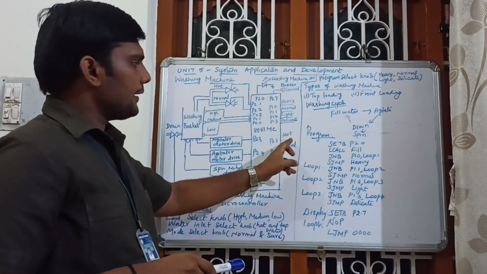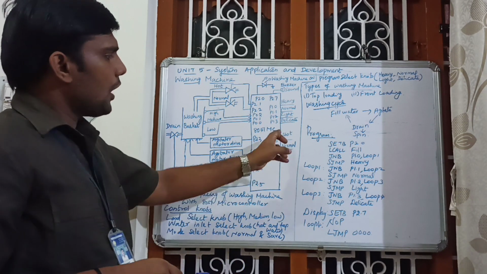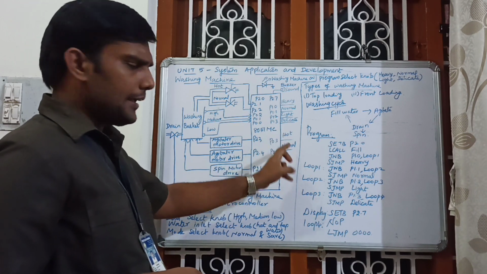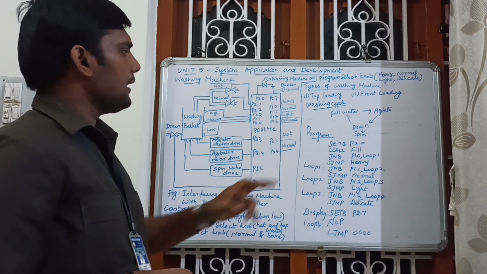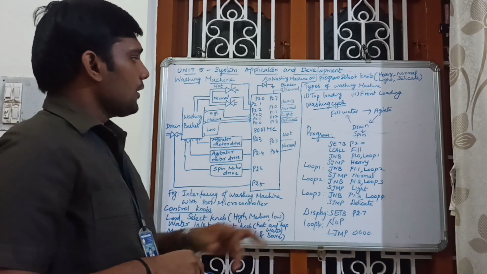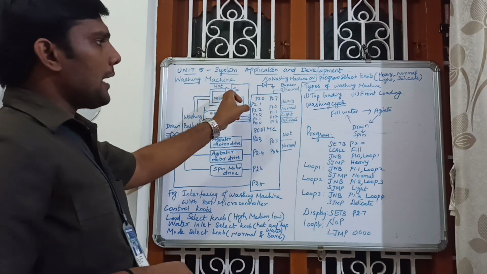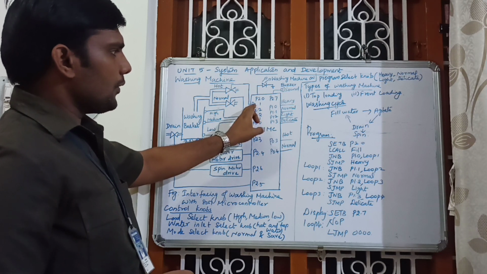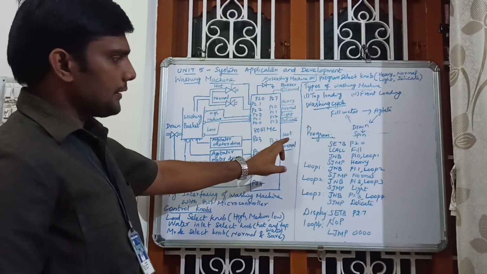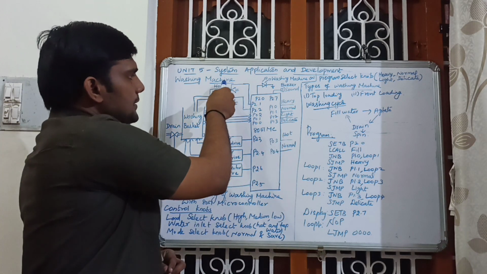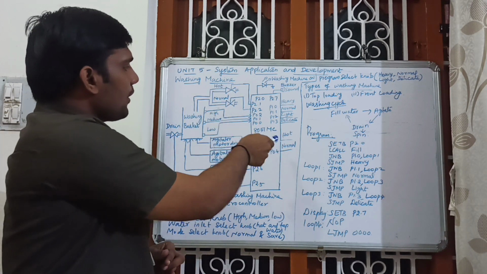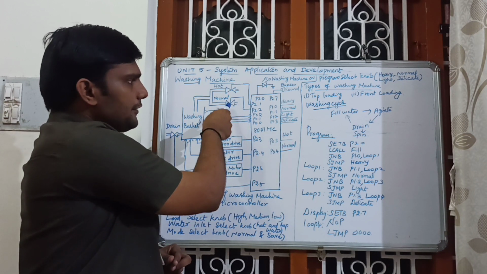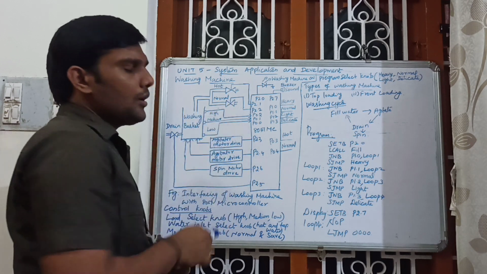Then P0.3 and P0.4 are for the water inlet select, hot water and normal water. If hot water is selected, this line will be high. If normal water is selected, this line will be high. Based on the input selection, this knob will be adjusted. If hot water is selected, P2.1, which is the output line, is activated, so the hot water tap will be opened. If normal is selected, P2.2, which is connected to the normal water tap, will be opened.